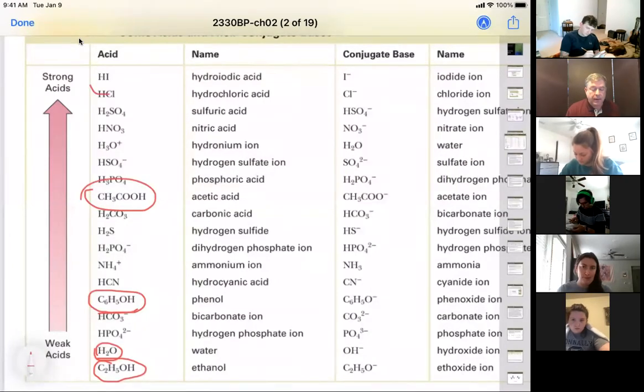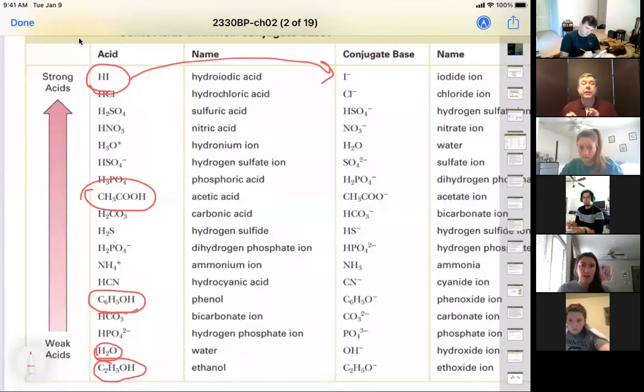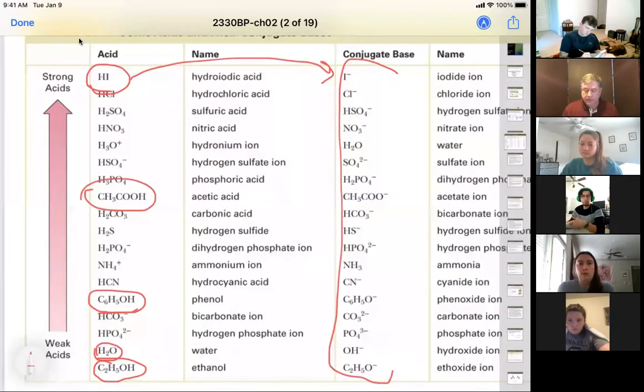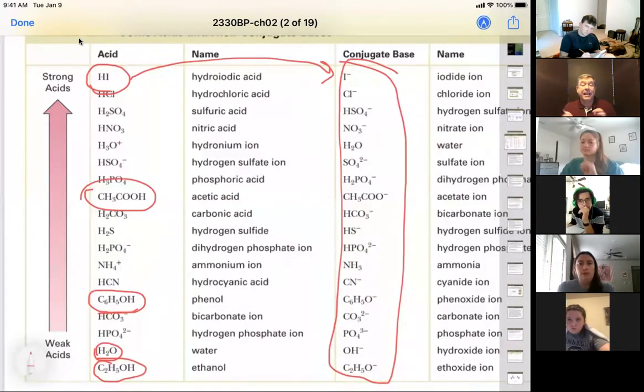Now, when we have a strong acid, it has the proton on it. When we lose that proton, it becomes the conjugate base. And in this case, notice all of these are ions right here, specifically negative ions.